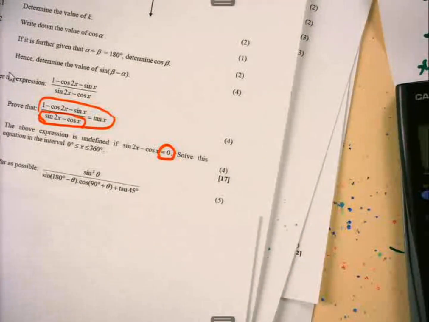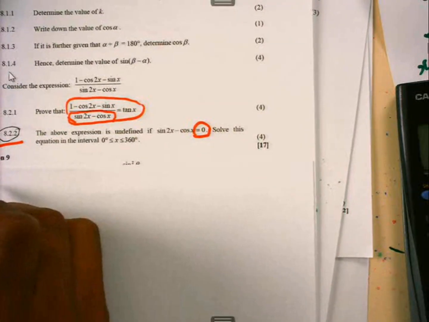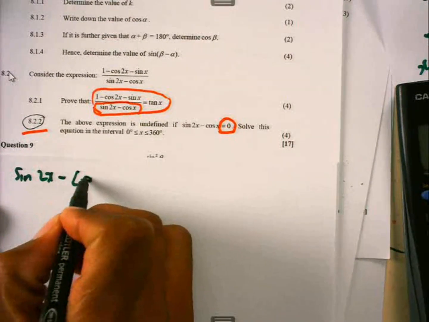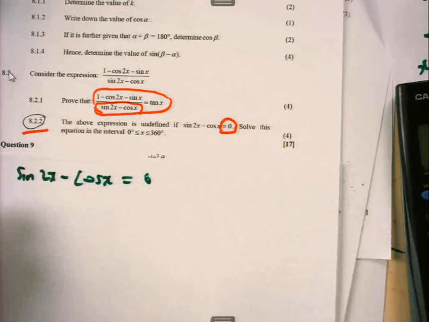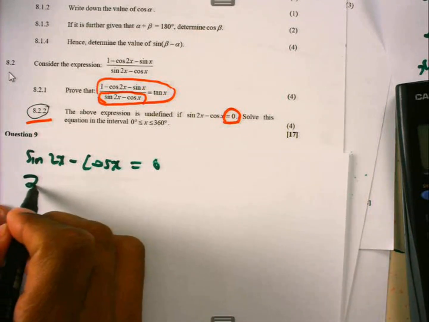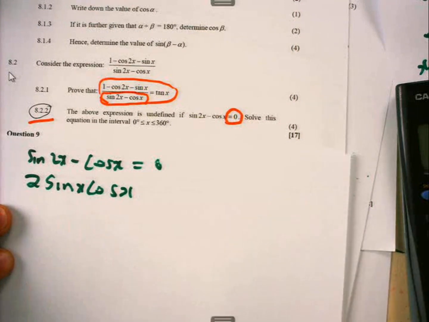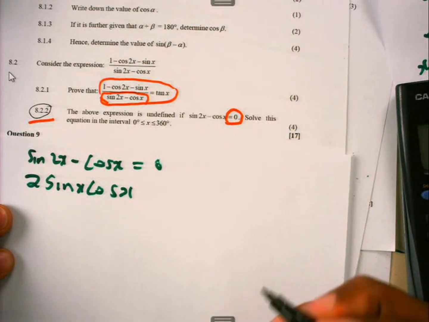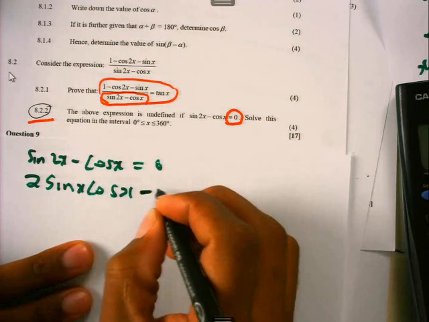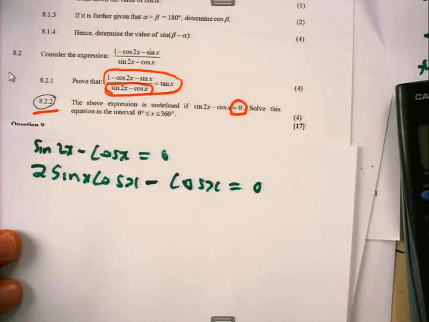Then it means this identity as well will be undefined if sin 2x minus cos x is equal to 0. Now, if you solve this one, this is 2 sin x times cos x. Of course, the double angle for cos is not straightforward; you don't choose like you did with cos. Minus cos x there is equal to 0. Then from here you are fine.